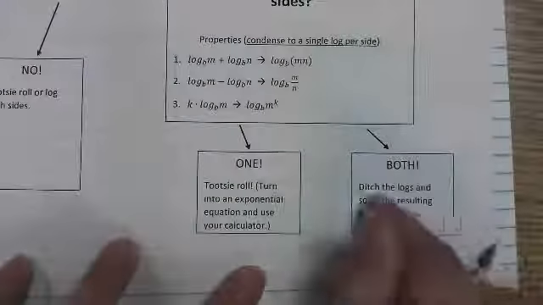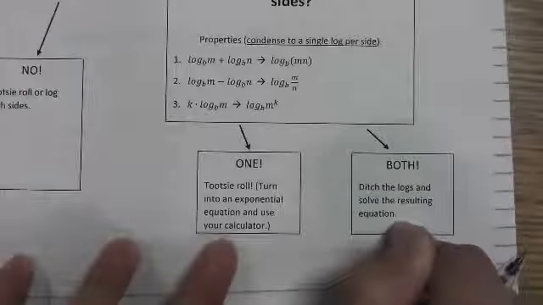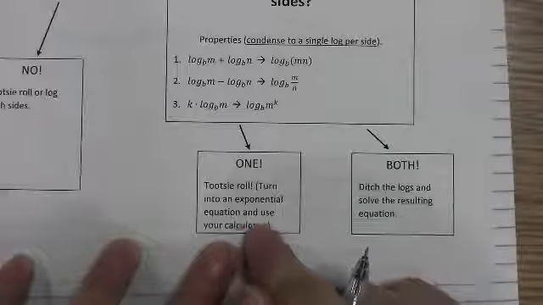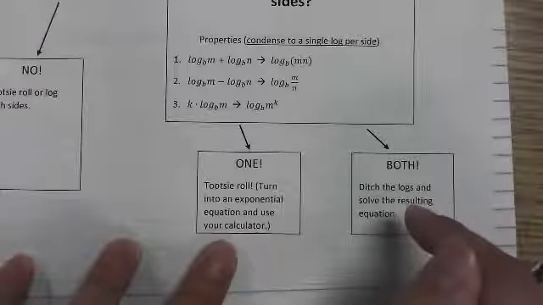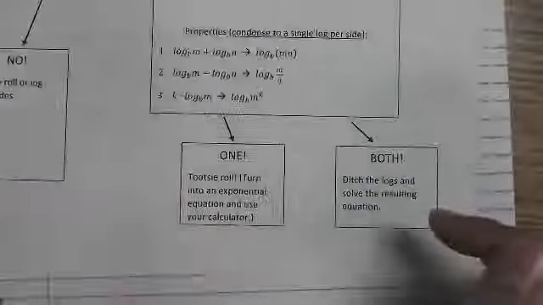And then after that, if there's a log on both sides of the equation, you can just ditch the logs and solve the equation. If there's a log on just the one side, then we'll do the Tootsie Roll and turn it into an exponential equation that we can then use our calculator to solve. So for this, I'm going to do one example of each of those.